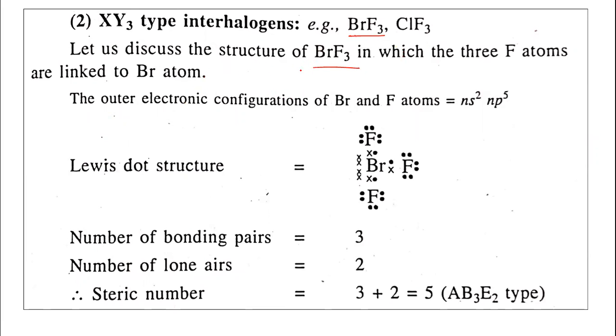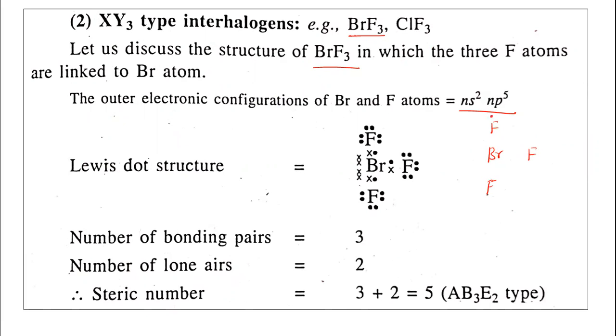Three fluorine atoms are linked to the bromine atom. Bromine is the central atom. Considering the electronic configuration of bromine and fluorine, both have 7 valence electrons. So you can see here in BrF3, 7 valence electrons each: 1, 2, 3, 4, 5, 6, 7. The arrangement will be like this. BrF3: three fluorine atoms are covalently bonded to the bromine atom.